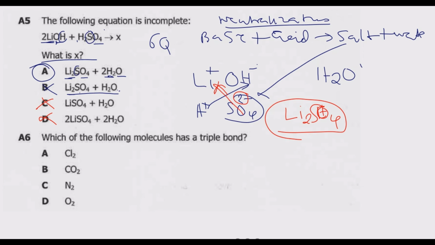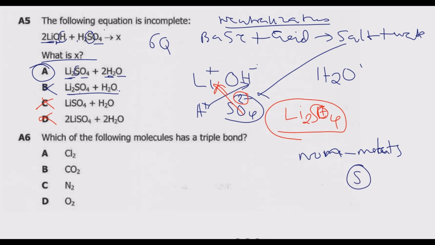We look at question 6, which of the following molecules has a triple bond? So we are looking for the triple bond. A triple bond normally will occur when you're dealing with non-metals, so these non-metals with 5 electrons in their outer shell.